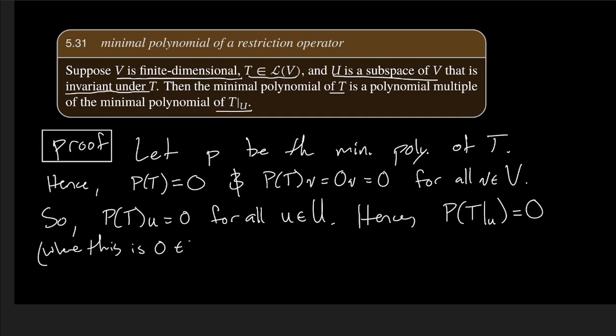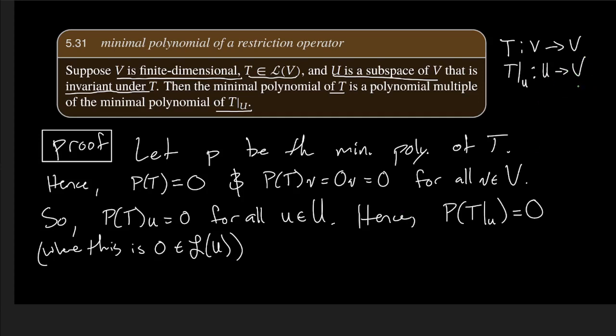So that's the zero in L(U), essentially. Maybe I should be somewhat clear here, because T restricted to U. So T sends V to V. T restricted to U sends, not equals right there, this sends U to V. So what I should really say here is not that this is the zero operator in L(U). This is the zero map from U to V.